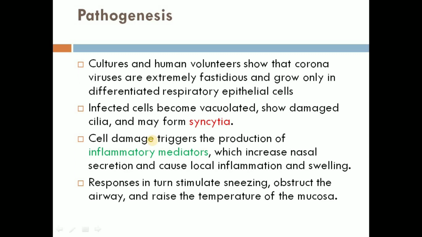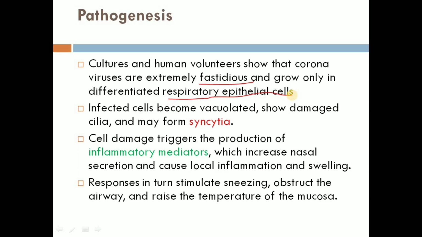As we discussed, culture is very difficult for this. We have told you the important points about how we go about culture. So these viruses are extremely fastidious. Remember this point: fastidious. Okay, and they grow only in differentiated respiratory epithelial cells. So special cells are required to grow in this media, as we discussed before.